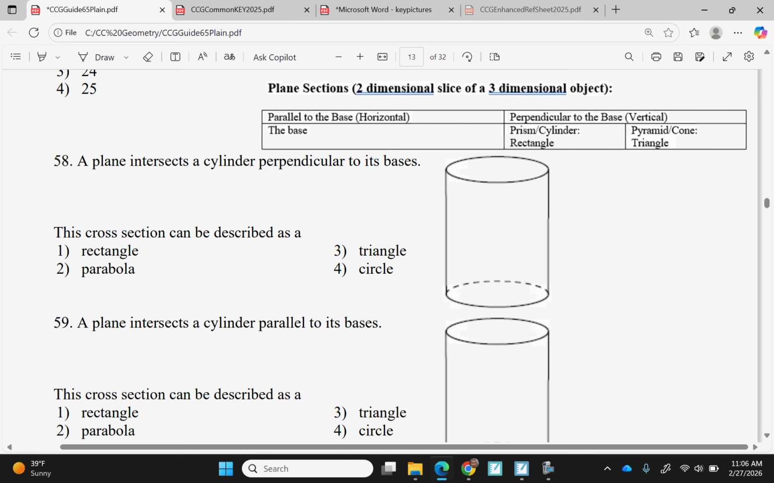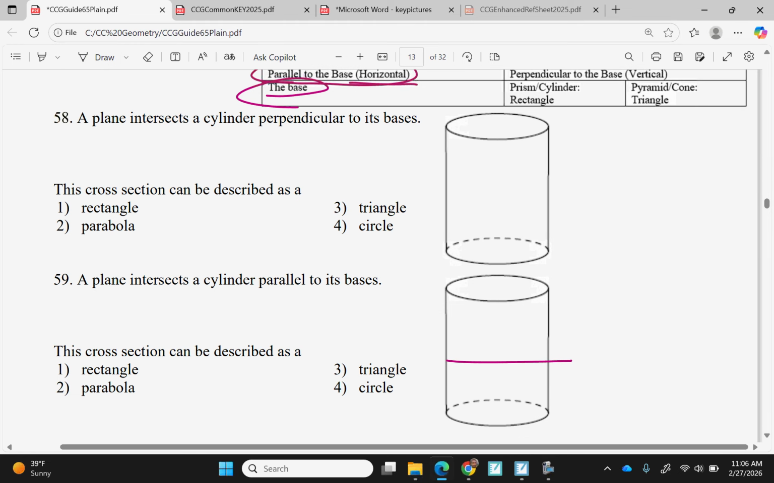But basically what you need to know is a plane section or cross section is a two-dimensional slice of a three-dimensional object. Parallel to the base is going to be horizontal. Perpendicular to the base is going to be vertical. And we're looking at the two-dimensional shape that's created. Parallel to the base is going to always be the base. So if I'm parallel to the base here in number 59, what shape is the base? A circle.